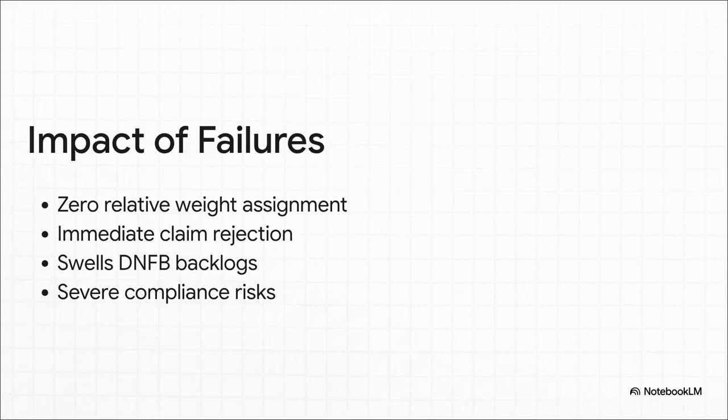And here's why this matters so much. The financial hemorrhage these errors cause is staggering. When a claim hits 988 or 989, it gets a zero relative weight assignment. That means absolutely zero payment, nothing. It triggers immediate billing scrubber rejections, and it's going to rapidly swell your DNFB, your discharge, not final billed accounts. So you're looking at massive unbilled backlogs and some really severe compliance risks.